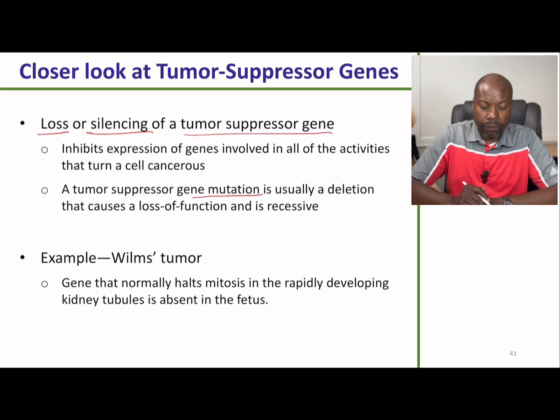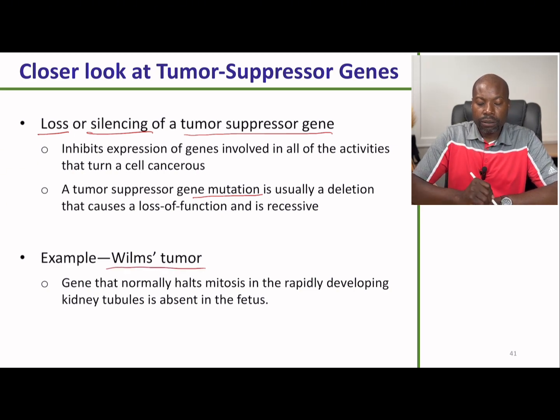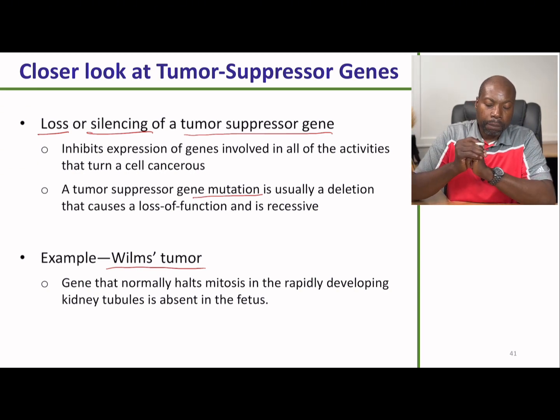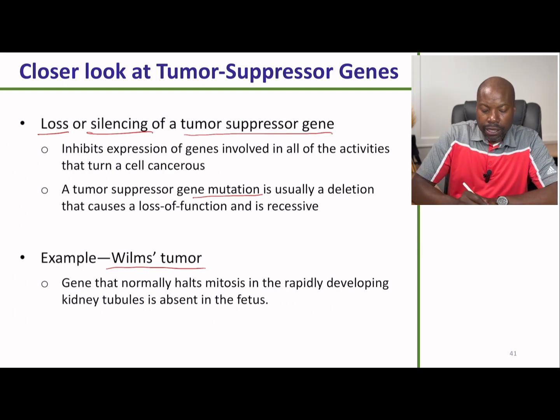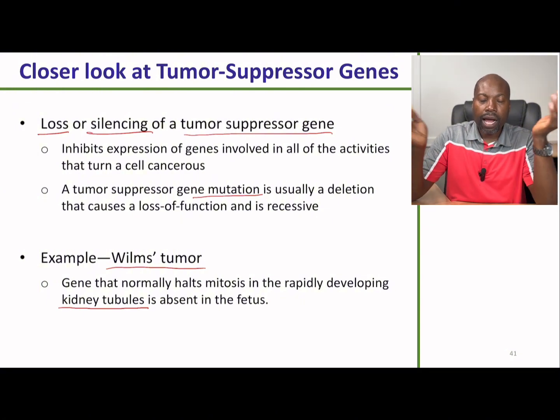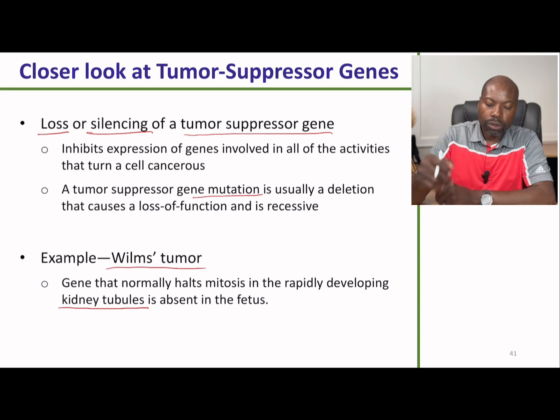So, a mutation that causes the loss or silencing of tumor suppressor gene leads to cancer. So some examples are going to be the Wilms tumor, right, where there is actually a mutation in the gene that is going to cause cells to overgrow, and specifically the cells in the kidney tubules, right, that are actually going to overgrow.